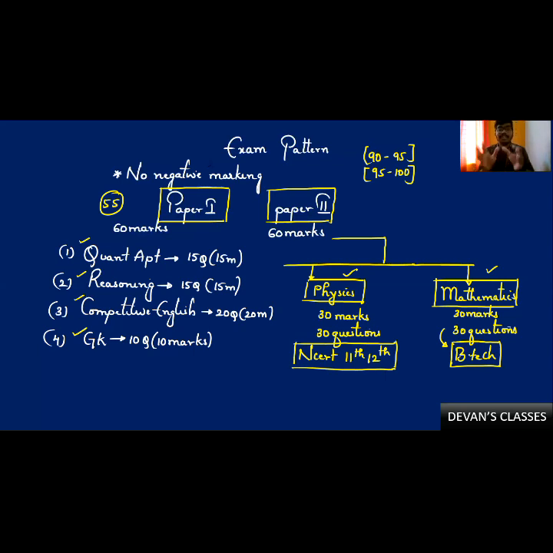So here, if we see, we have understood the pattern of the examination. For physics, you need to study 11th and 12th standard NCERT books, or whatever books you've studied in your 11th and 12th. And for mathematics, whatever maths you've studied in your graduation, that is M1, M2, M3.